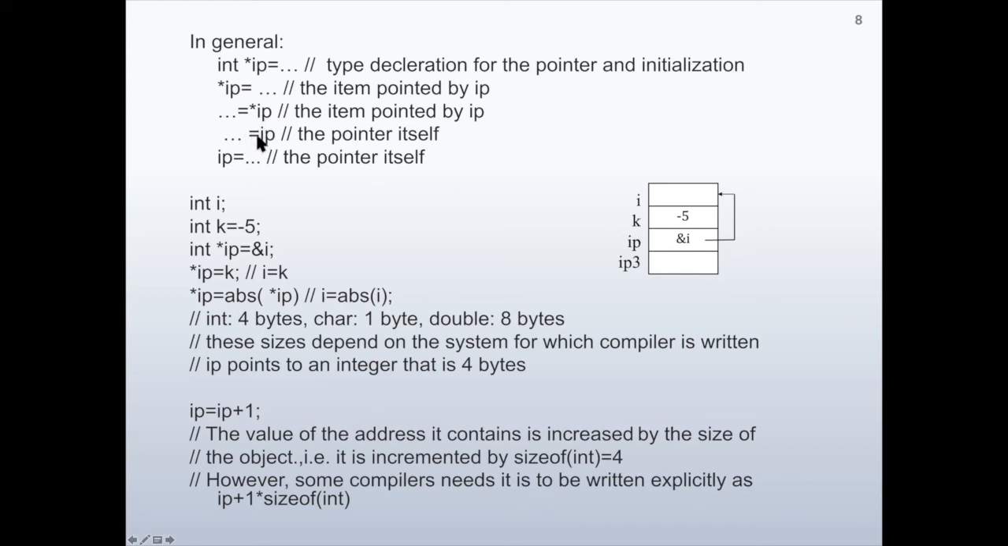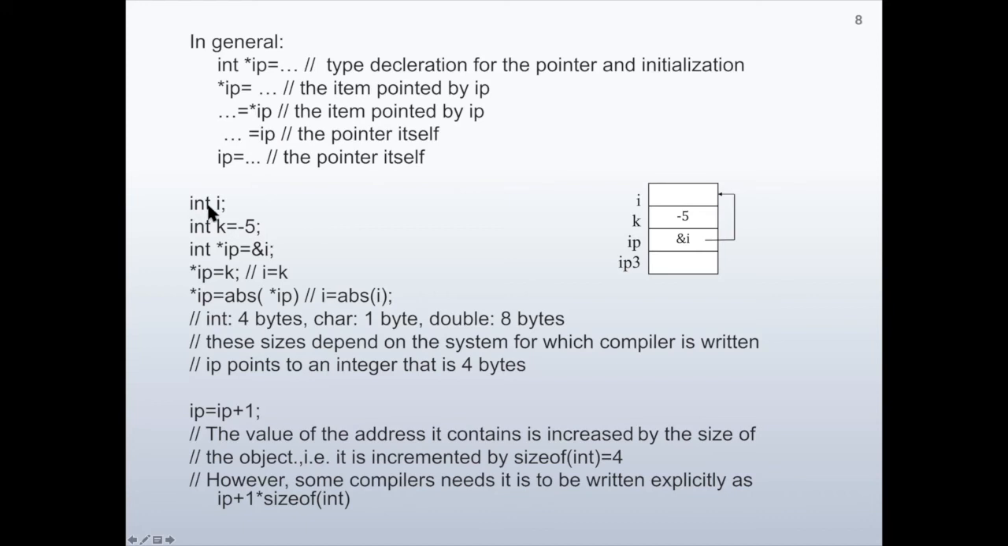If we use IP without star, this is the pointer itself. This is not a declaration, so this is the pointer itself. Again, on the left-hand side of the assignment, this is the pointer itself.